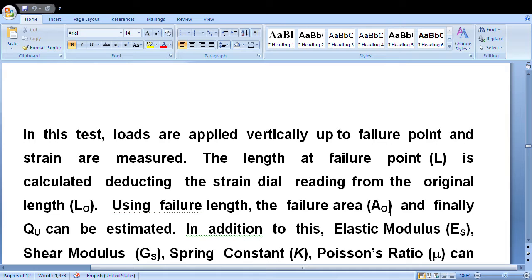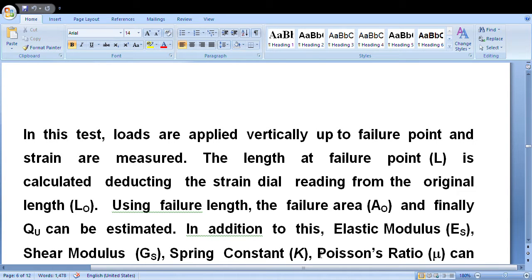Because our volume is constant, we do not describe the volume. Volume is constant. The failure is there. So we can calculate the failure area. Stress, that is the load divided by the failure area, is our compressive strength. That means P by A, where A means failure area.